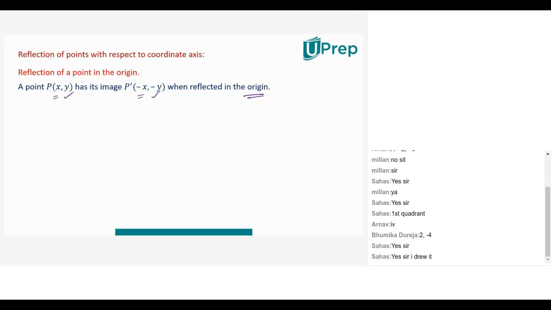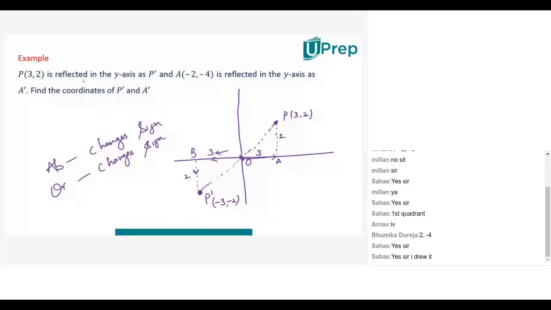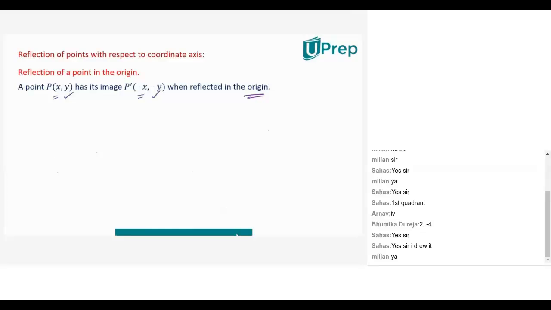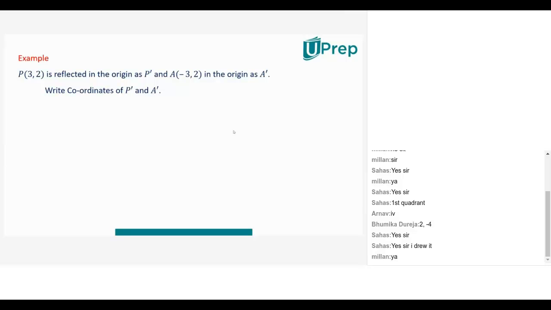Wrote the statement. In support, draw this diagram, not the question. Just this diagram. Monica, completed? Yes, sir. Try to answer this question now.